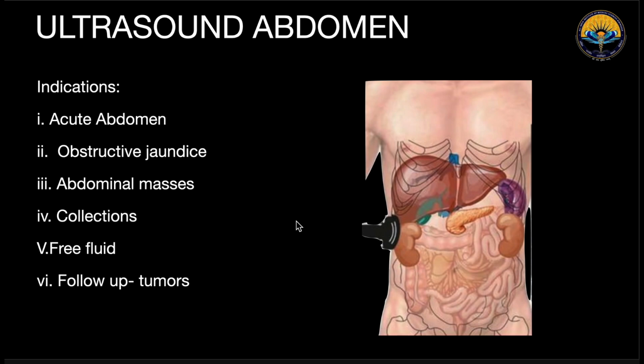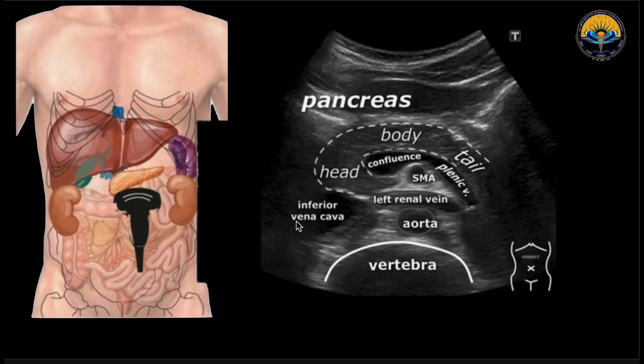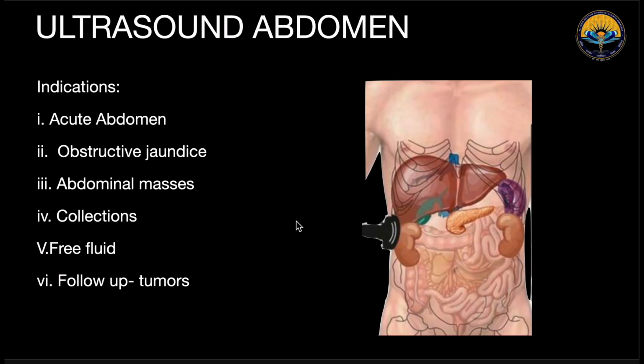Now coming to the last topic here, that is ultrasound abdomen. In ultrasound abdomen, first we are going to see the basics of how the normal organs look on the ultrasound, and then we are going to see some pathologies which we see on the ultrasound.